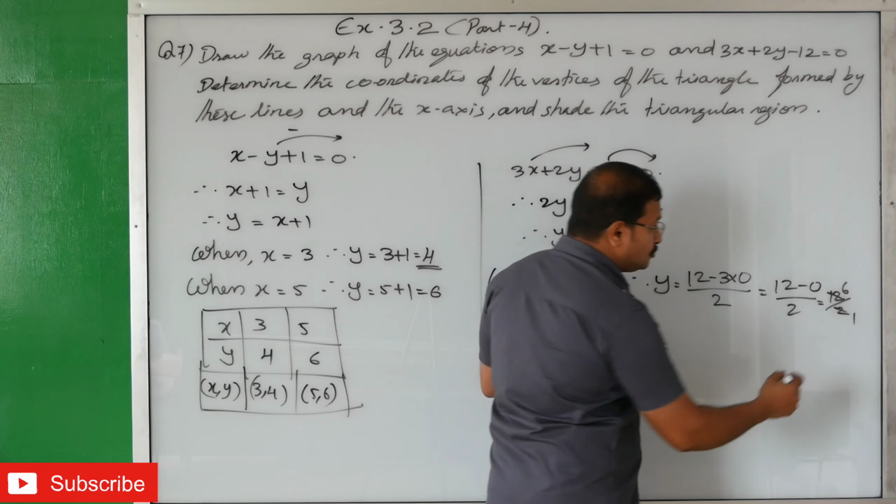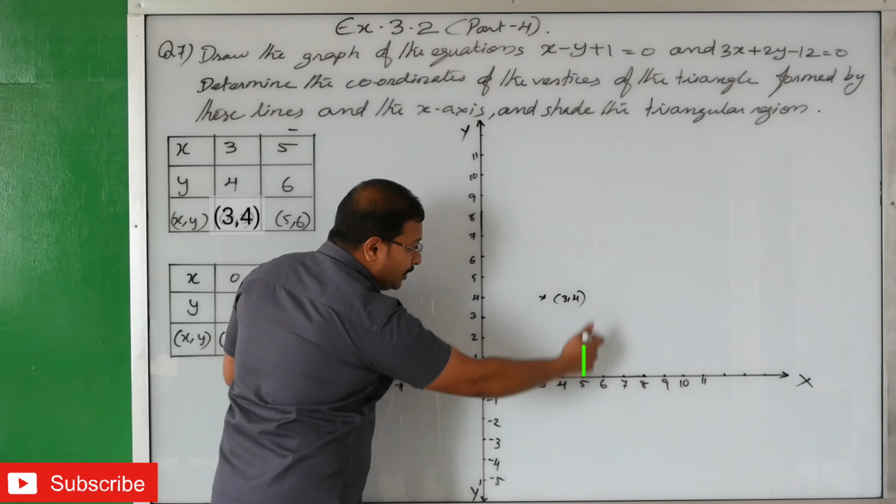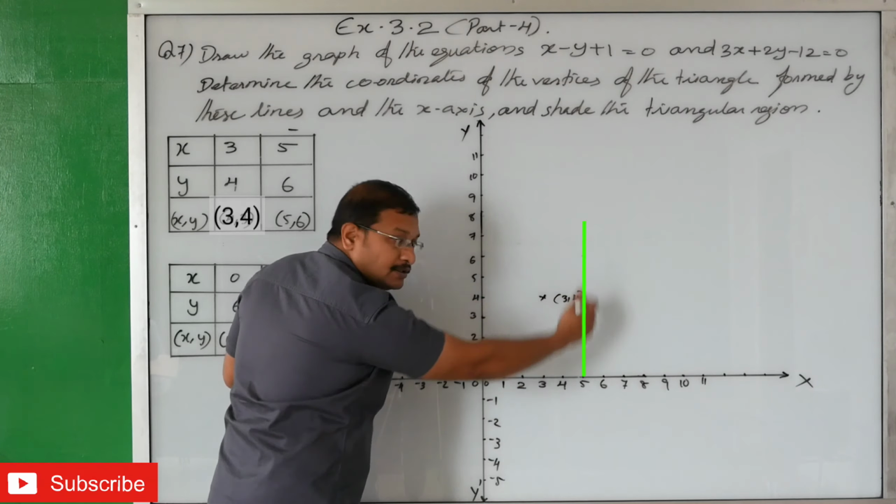After that, x equals 5, y equals 6. See, x equals 5, this line, y equals 6, this line. See this joining place. See here what you will write? 5, 6. Ready? After that, these two will join. See, already we got the line now. Ready? Now what you will do? We will write the equation. First equation is x minus y plus 1 equal to 0.